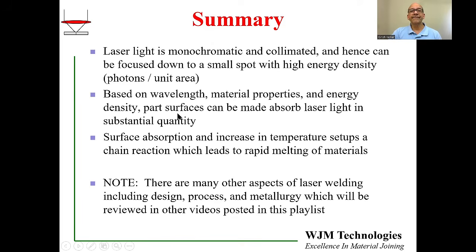So in summary, laser light is monochromatic and collimated, and hence we can focus it down to a very small spot with high energy density. That means photons per unit area. Based on wavelength, material properties, and energy density, the part surfaces can be made to absorb light in substantial quantity. And that is required because we want a very rapid increase in temperature at the welding location. Surface absorption and increase in temperature sets up a chain reaction which leads to rapid melting of materials.